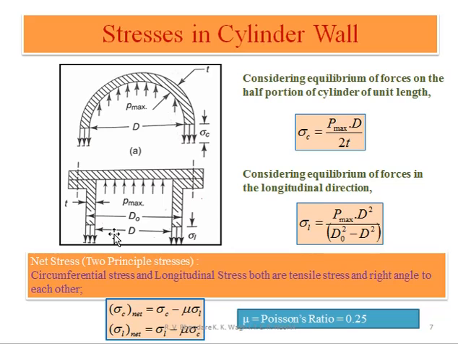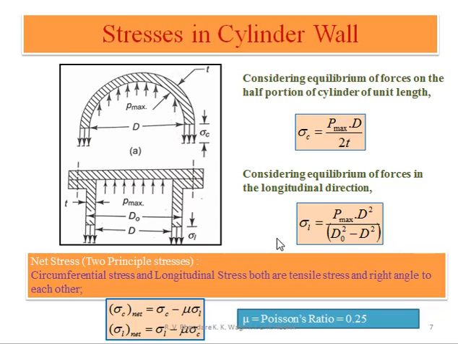Again pi by 4 is there, so pi by 4 D square into P max is the upward force, and the downward force is pi by 4 D naught square minus D square. Only this thickness is really considered for longitudinal stress, so D naught square minus D square. We equate both, pi by 4 cancels, and from this we can directly write sigma L is equal to P max into D square by D naught square minus D square.